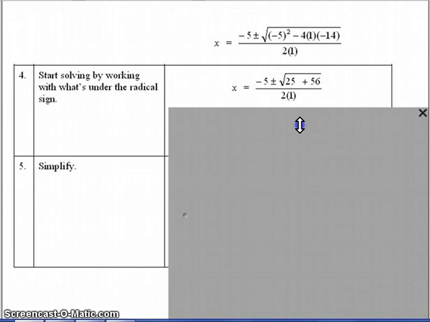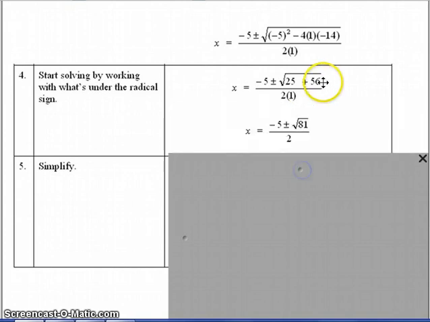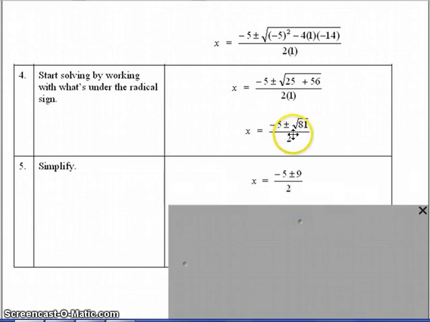Okay, so you keep going from this point forward. You simplify. 56 and 25 together make 81. You simplify further. You know the square root of 81, you know that's 9. So now I've got negative 5 plus or minus 9 over 2, and I can go even farther.